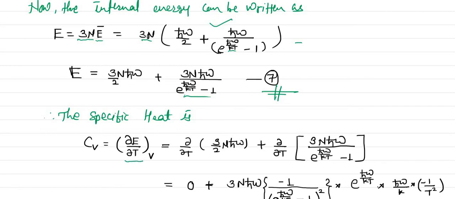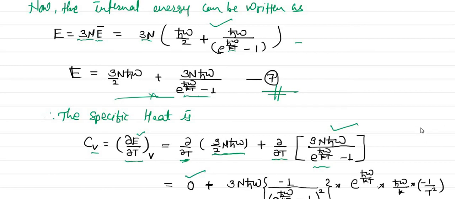We know the specific heat at constant volume, and whenever we are dealing with a solid it is always at constant volume. So C_V is dou E by dou T, where E is the internal energy from equation number 7. So we take the separate derivative: dou by dou T of 3/2 N h cross omega plus dou by dou T of the second term, 3N h cross omega divided by e power h cross omega by kT minus 1. Now we know that the zero point energy does not have any temperature dependence, that's why its derivative will be 0 directly.